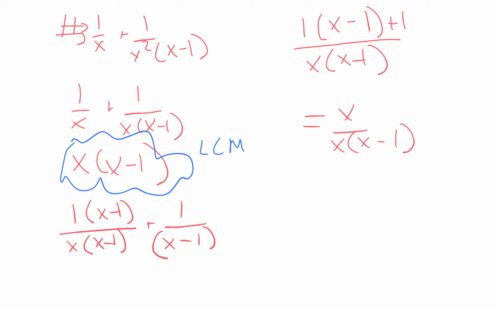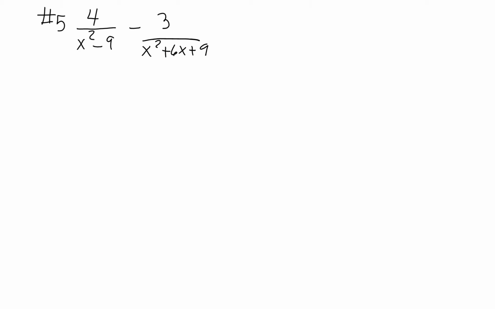Factor the numerator if you can. Simplify or reduce the rational expression if you can. In this case, the rational expression can be simplified. And that's the answer. Now we are going to do number 5.